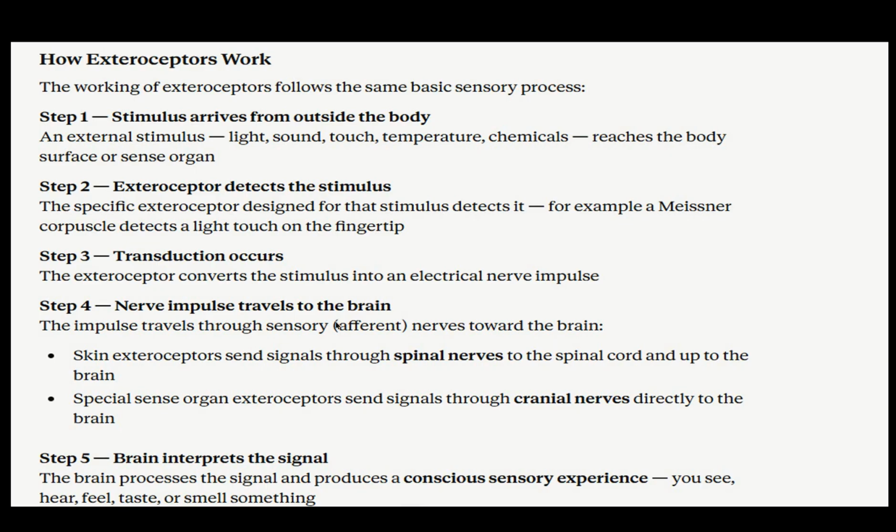In step number 4, the nerve impulse travels to the brain. The impulse travels through the sensory afferent nerves towards the brain. So here you can see skin exteroceptors send signals through spinal nerves to the spinal cord and up to the brain, and special sense organ exteroceptors send signals through the cranial nerves directly to the brain. So it depends on the situation. And at the final stage, the brain interprets the signals, processes them and produces a conscious sensory experience. You see, hear, feel, taste or smell something. So these are all the steps that occur when exteroceptors work.